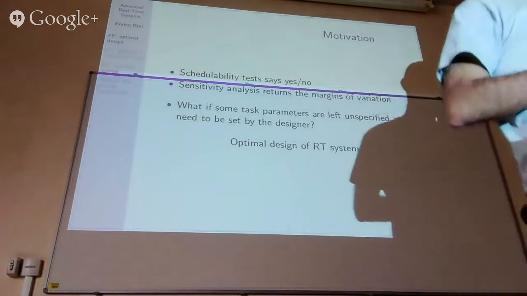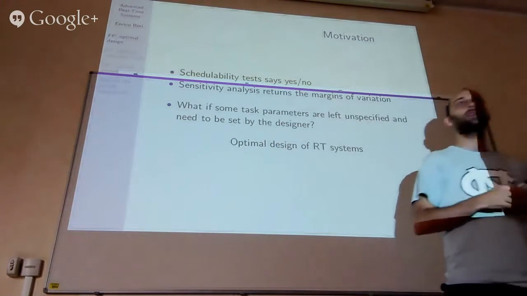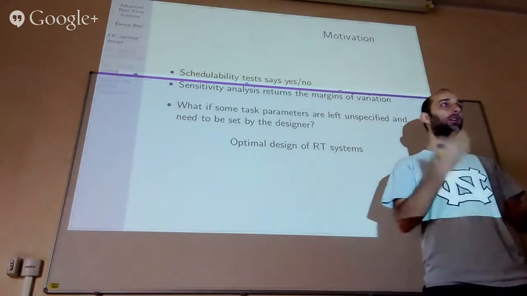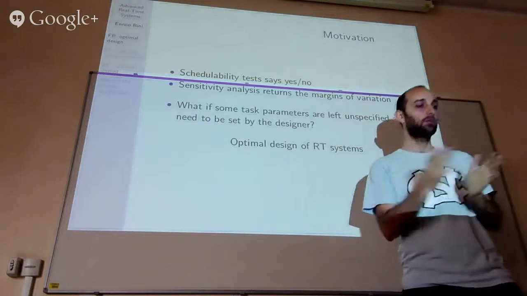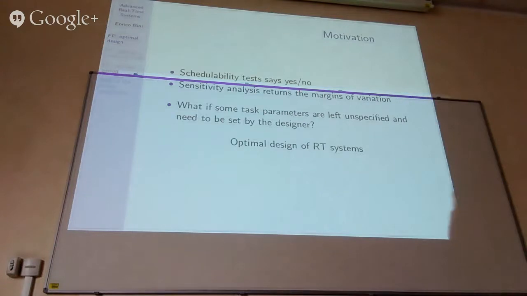When you have to choose, let's say, the sampling period of the controller, or maybe if computation times are variables, meaning that you may be free to choose the implementation or the accuracy of your task, which may affect the computation time. And this I call optimal design of real-time systems.